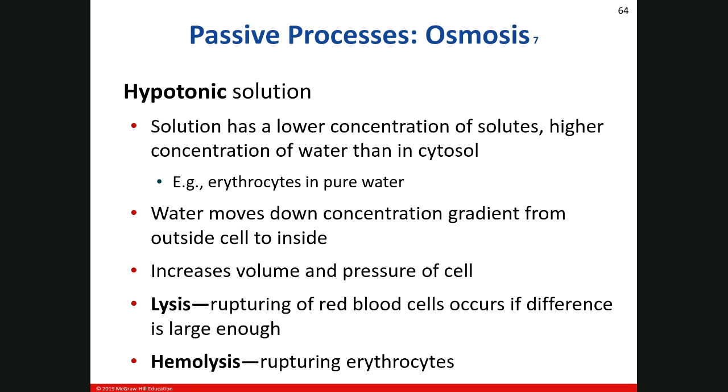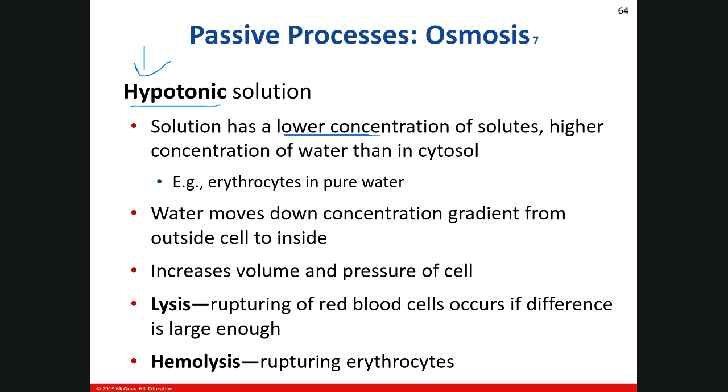All right, so the next type of solution is hypotonic. Hypo means less. That means that the solution, the beaker of whatever we put the red blood cell in, has a lower concentration of solutes. If you have a lower concentration of solutes, then you have a higher concentration of water. Remember, there's that relationship there.